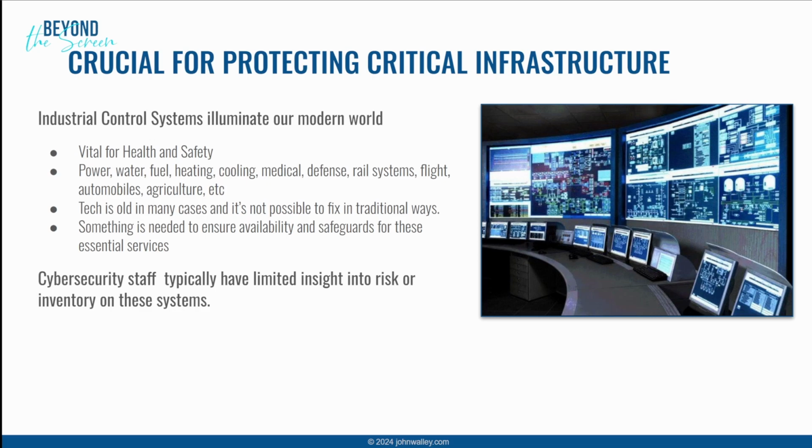It's also things like power, water, fuel, heating and cooling of our homes or our office buildings, medical devices, defense, rail systems, flight, automobiles, agriculture. The list goes on and on and on. We have these control systems that we don't really think about, but they're the things that really bring our world to life. It's the industrial control systems that make it so that we have a decent way of life.